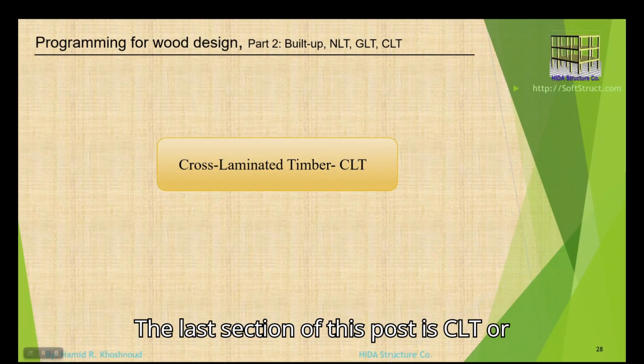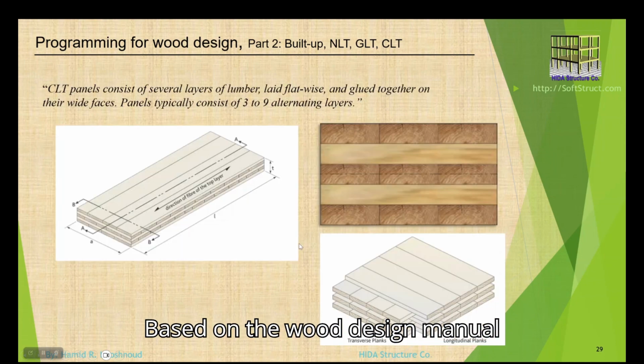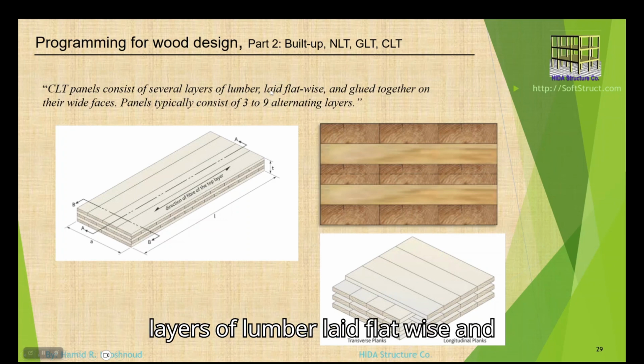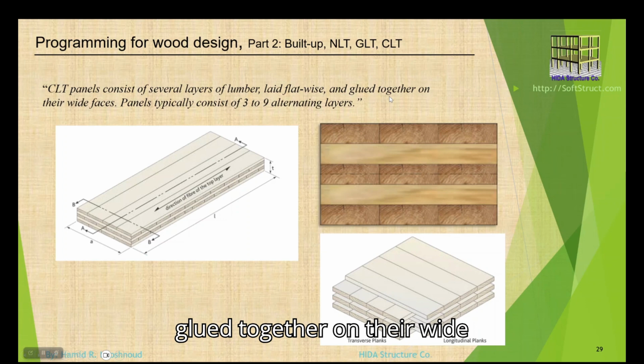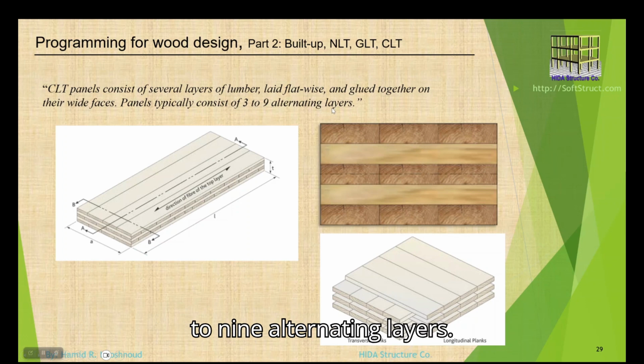The last section of this post is CLT, or cross-laminated timber. Based on the Wood Design Manual definition, CLT panels consist of several layers of lumber laid flatwise and glued together on their wide faces. Panels typically consist of 3 to 9 alternating layers.